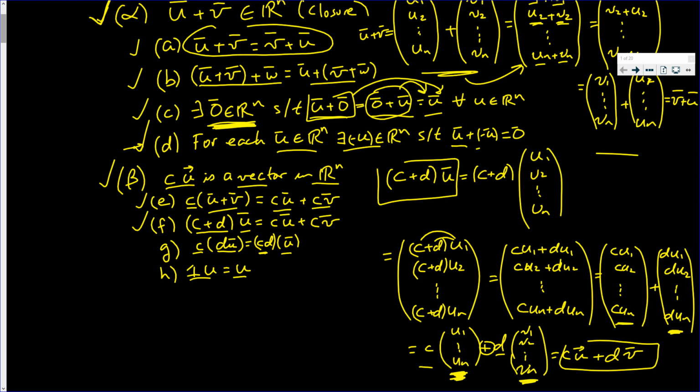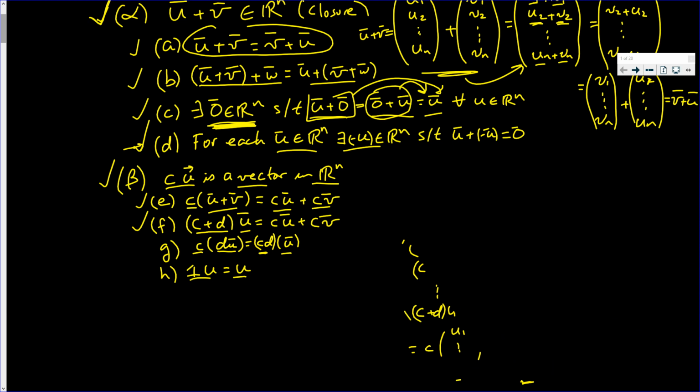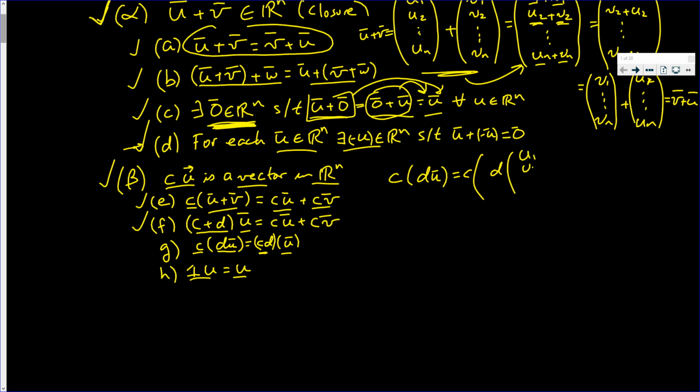Okay, now we go on to letter G. Okay, these are very, very straightforward. C times DU. Well, there's C. Well, what's DU? Well, it's scalar D times U, U1, U2, up to UN. And this is C times whatever this is. Well, this scalar D tells me to multiply each entry in U by D. So I get this.